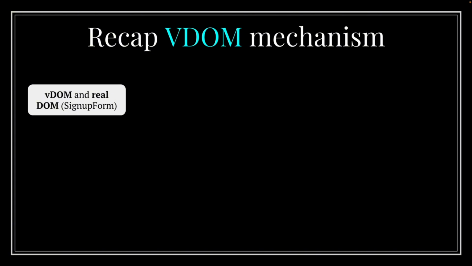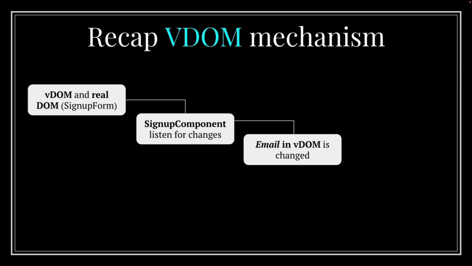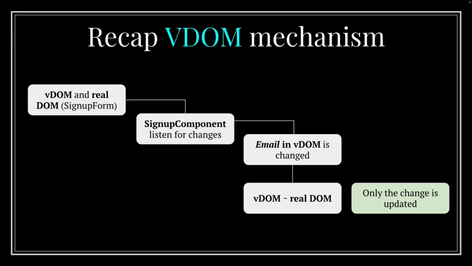So let's recap the VDOM mechanism of the sign up form that we saw. The VDOM and the real DOM sign up form were created at the same time, and the sign up component started listening for any changes or user actions. So in our case, the email text box was changed. And what happened? Email in the VDOM was changed first. Now, React compared the VDOM and real DOM and found out that the email text box is changed. And now let's update that change to the real DOM.